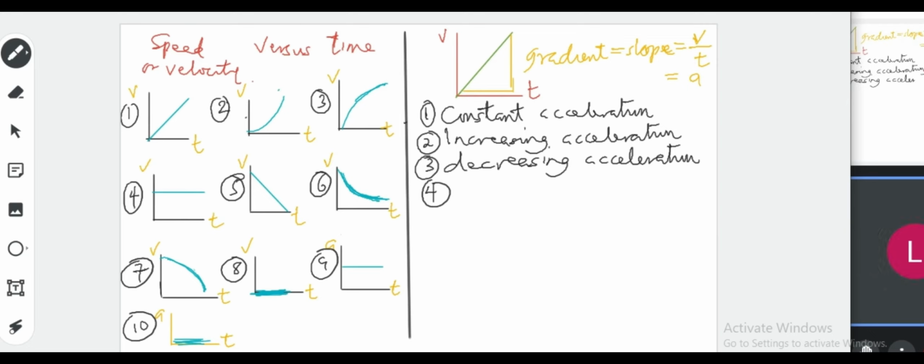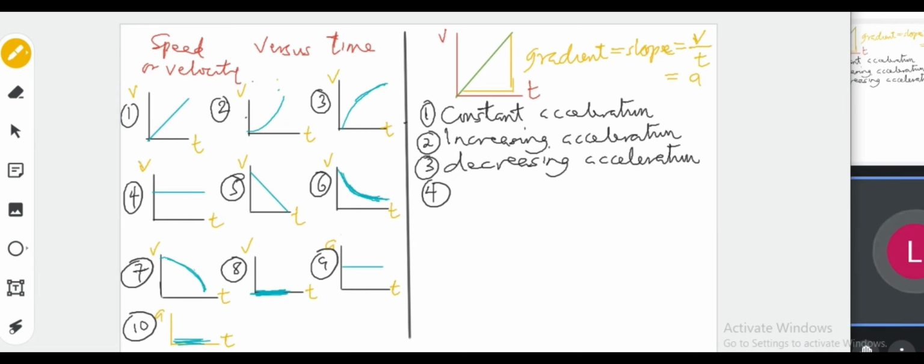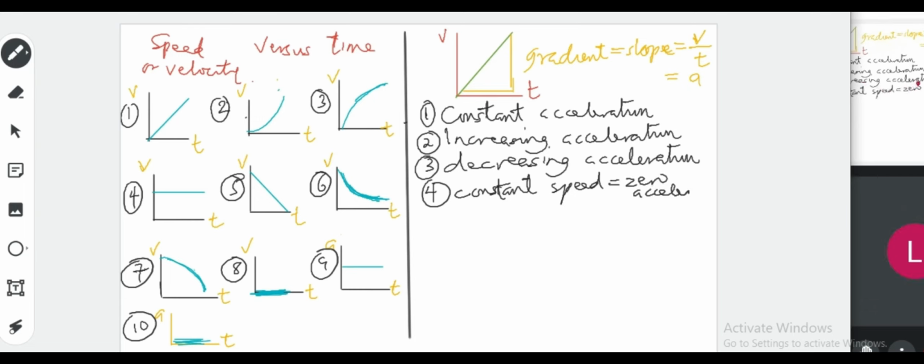Number 4. This is speed against time. We don't mix it up with distance. Constant speed, because the speed is just the same. It's not changing. When something has a constant speed, does it have an acceleration? Constant speed means zero acceleration. When an object has a constant speed, it means it has zero acceleration.